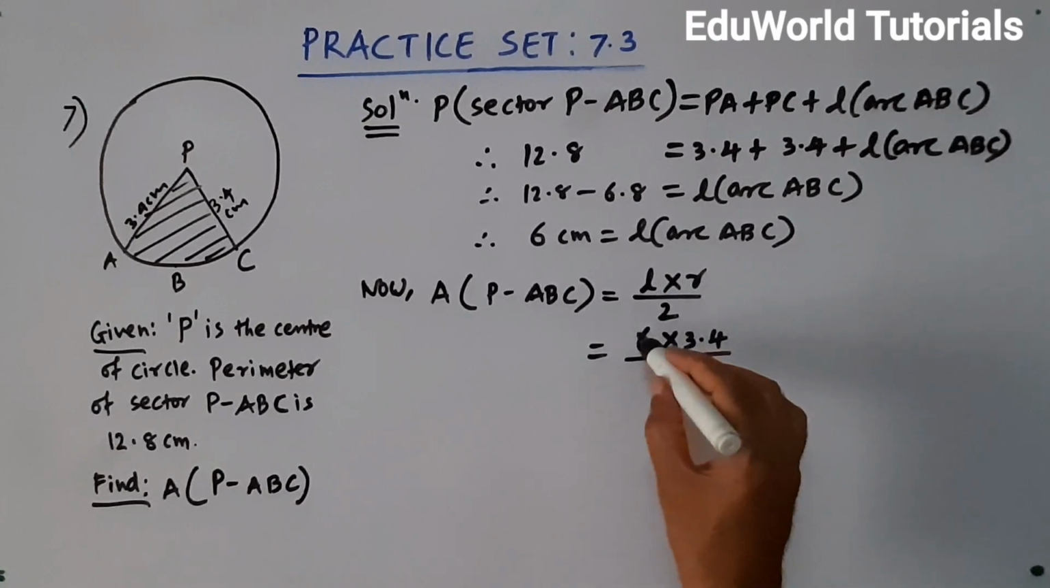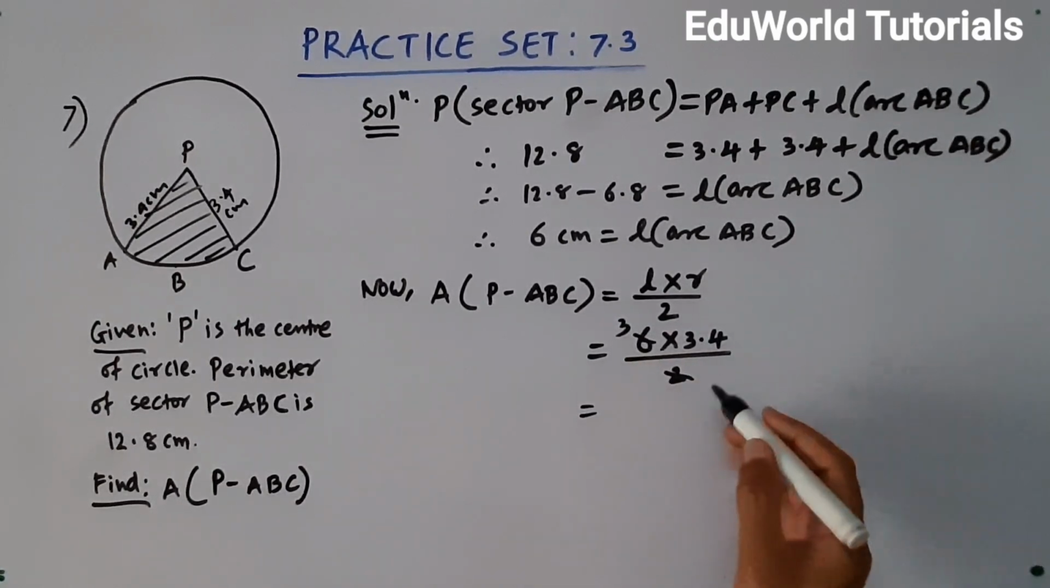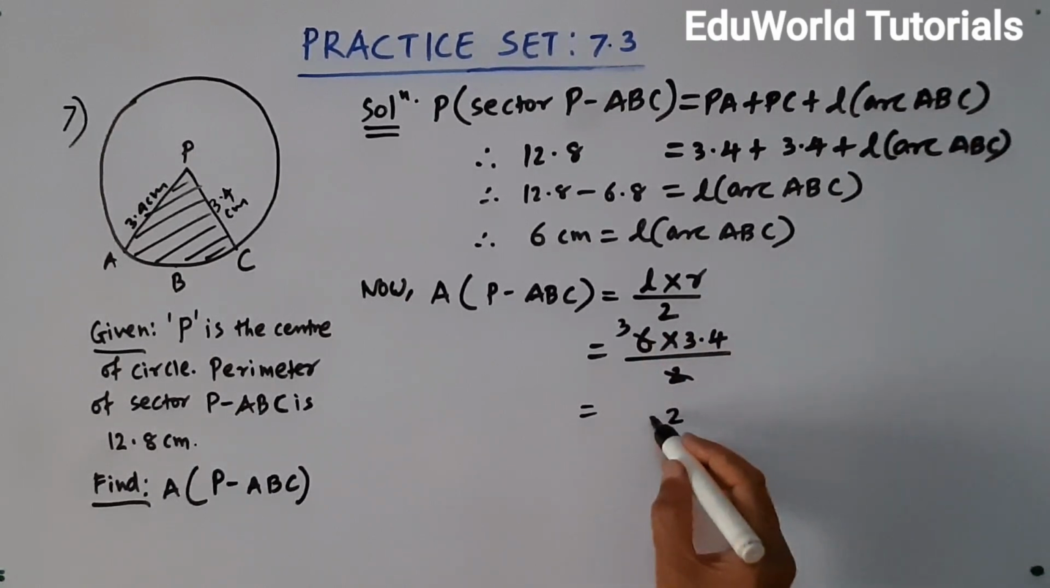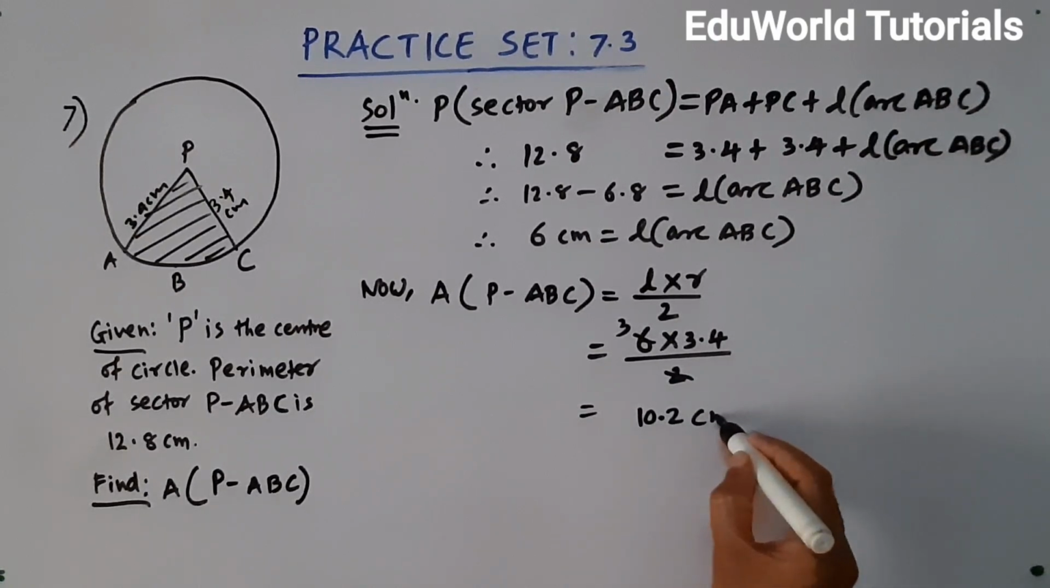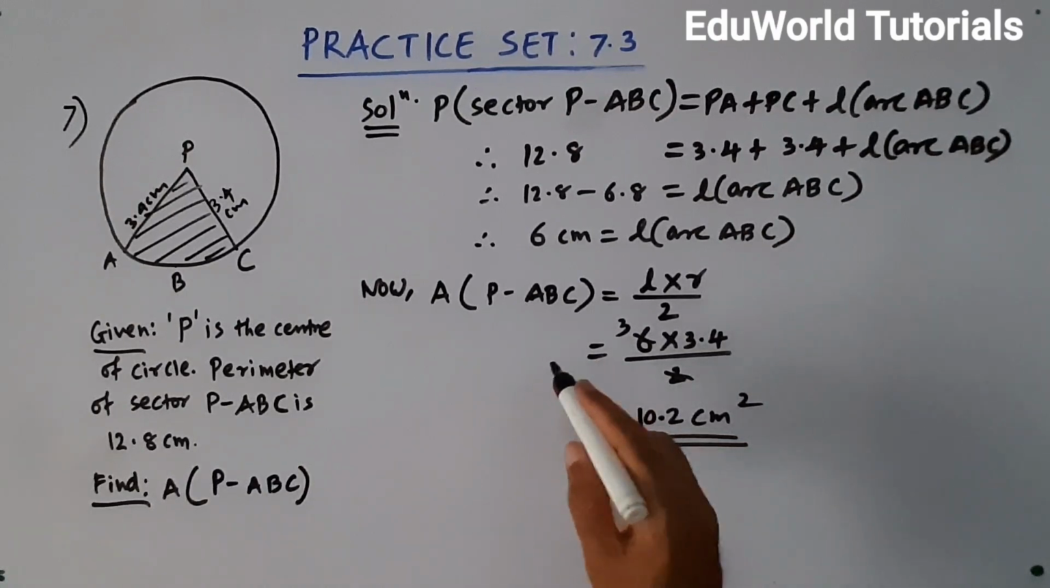Cancel this. 3 2s are 6. 3.4 into 3. 4 3s are 12. 1 carried, 3 3s are 9 and 1, 10. So it is 10.2 centimeter square is the area of the sector PABC.